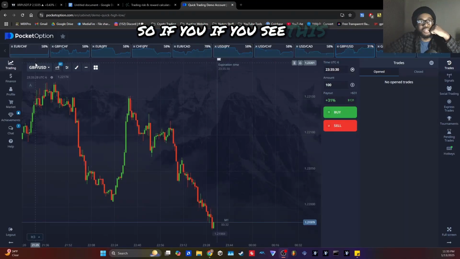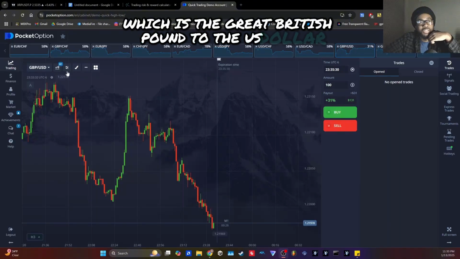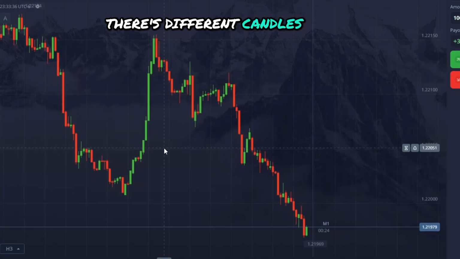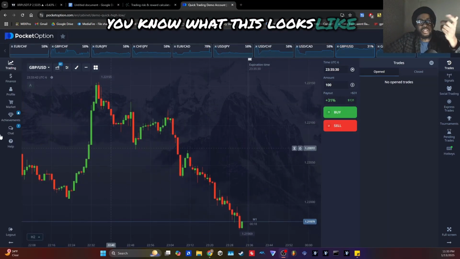So if you see this, I'm on GBP USD, which is the Great British Pound to the US dollar, and I'm on this chart, and you see there's different candles going up and down and stuff like that. If you're familiar with investing, you know what this looks like and what it is.